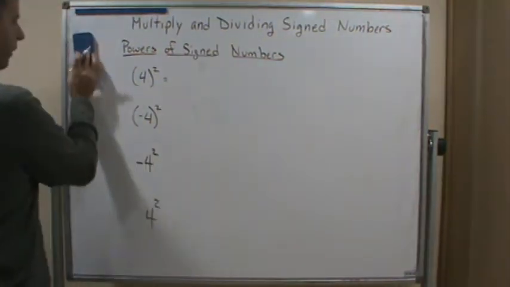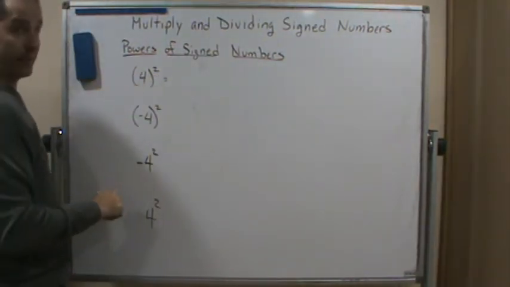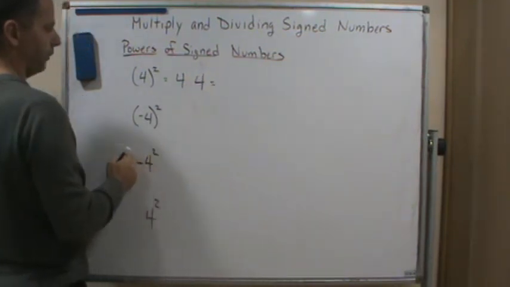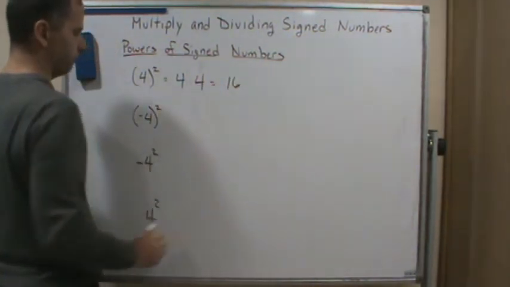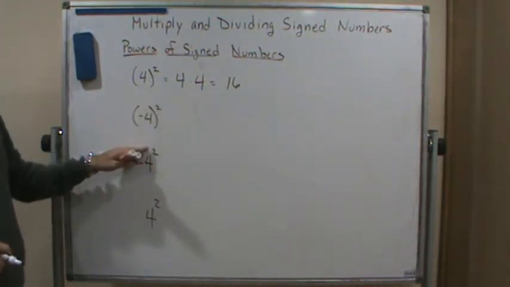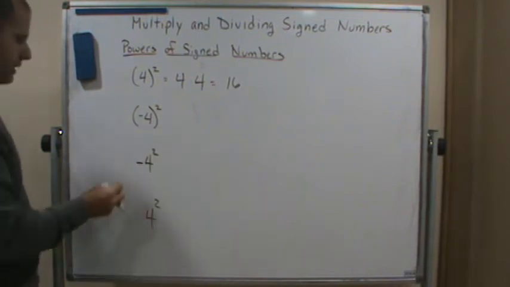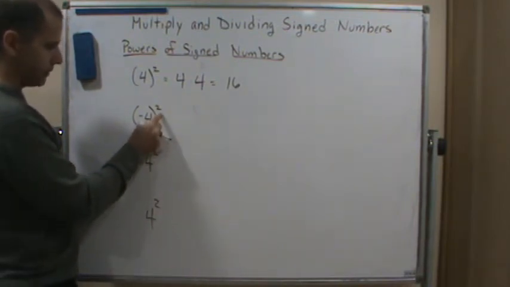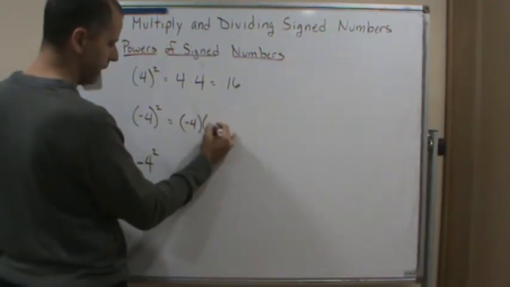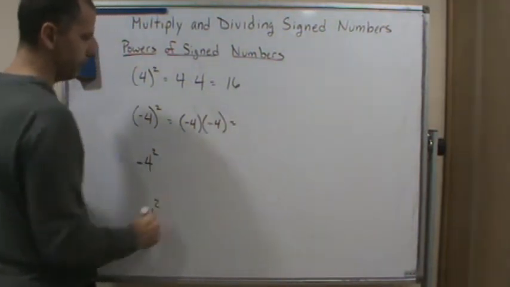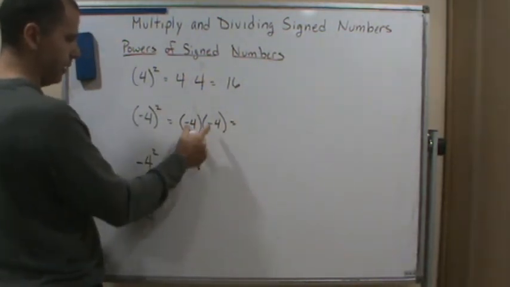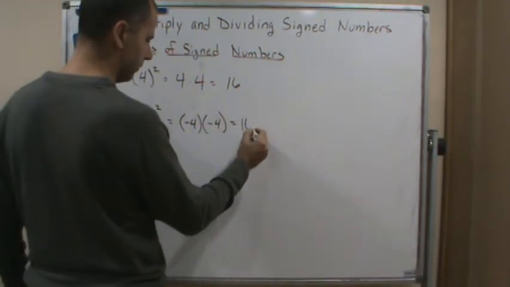So now, this 4 squared means I'm multiplying 4 times 4. So I have 2 factors of 4. So that gives me 16. Now, if I apply the same definition to here, what does this mean? Well, I'm taking negative 4 and squaring it, which means I'm taking negative 4 times negative 4. So again, a negative times a negative is positive, and this is going to be 16.